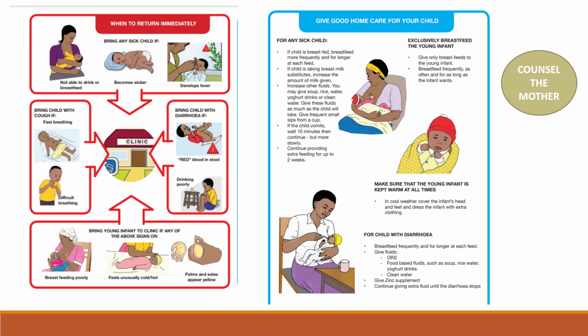So, the danger signs are if the child is again not able to drink or breastfeed, becomes sicker, or develops fever. If the child with a cough has fast breathing or difficult breathing, and if the child with diarrhea has blood in stool or is not drinking or eating properly. Or if a baby is small and only breastfed and is not breastfeeding properly, feeling unusually cold, that is hypothermic, or the palms and soles appear yellow. The latter signs are basically for neonates actually.